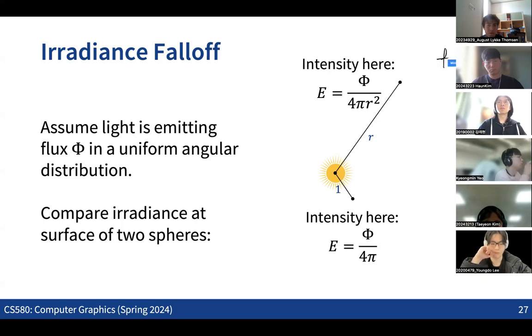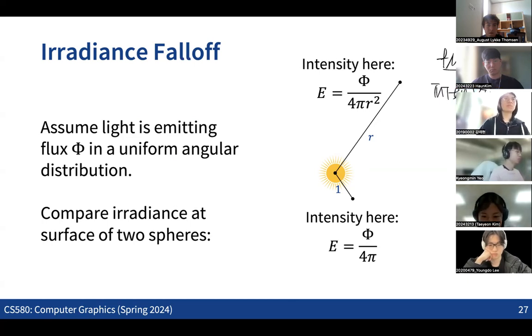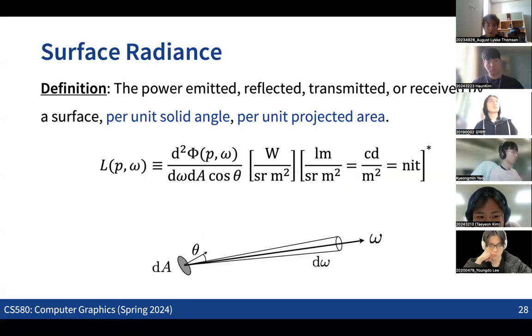So we discussed flux, which is about the power, the intensity, which is flux over the solid angle, and the irradiance, which is flux over each area. And the last term that we are going to discuss is the radiance. Radiance is the power emitted, reflected, transmitted, or received by a surface per unit solid angle and also per area. It has the unit of lumen divided by steradian and also square meter, which becomes the nit.